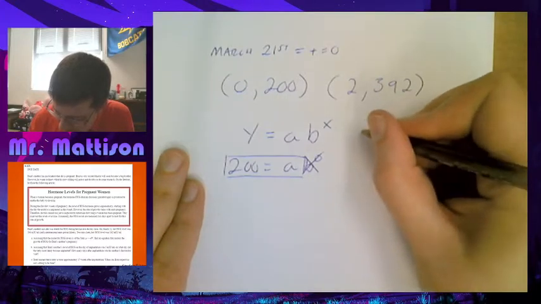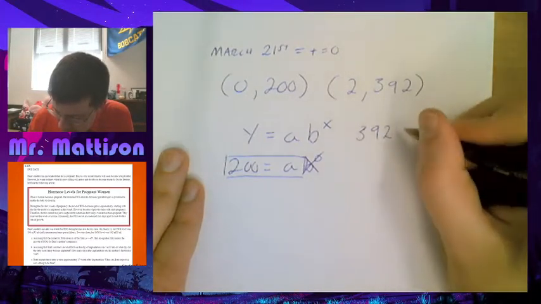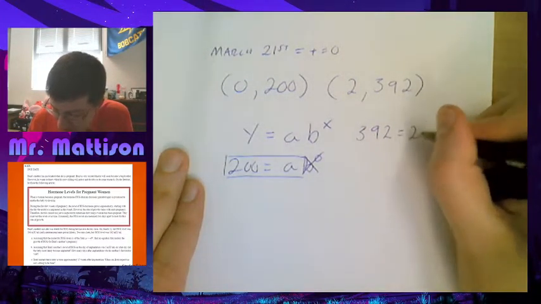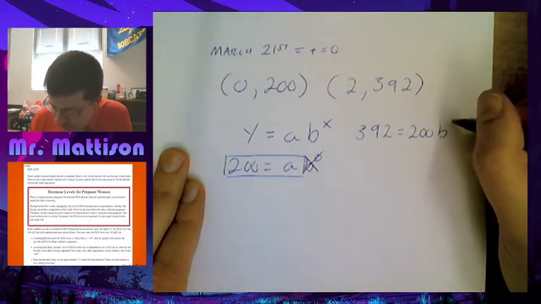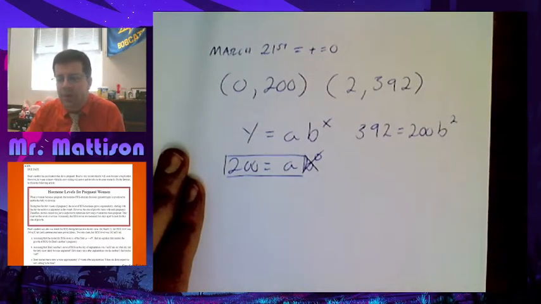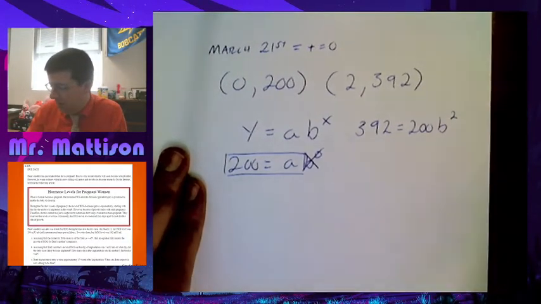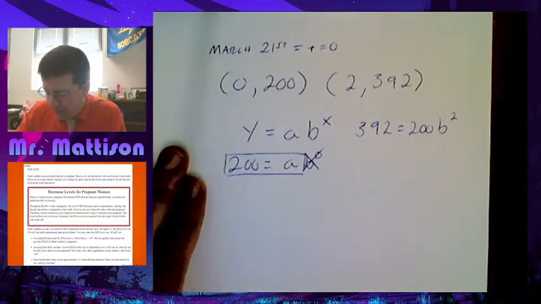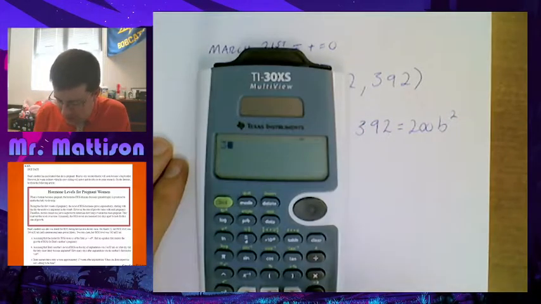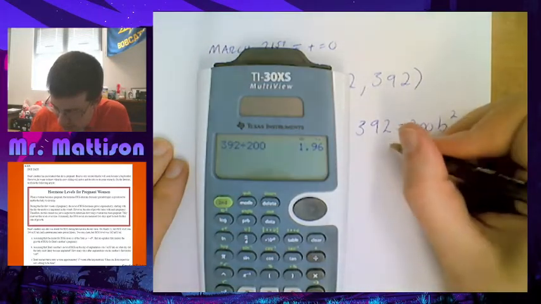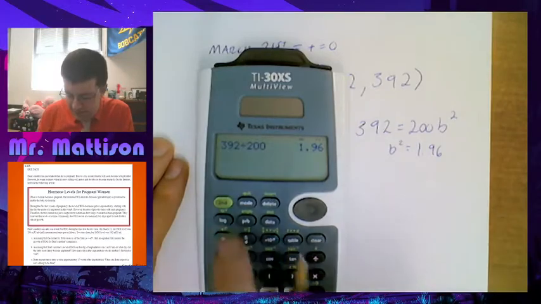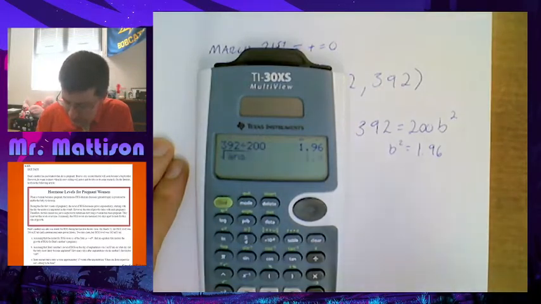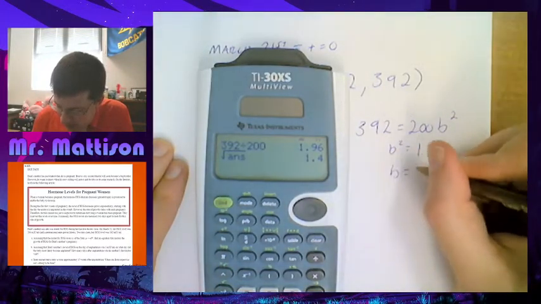So if I do that, 392 is equal to A, which is now 200, times B raised to the 2 power. So now I just have to solve for that B. So I'm going to divide by 200. I'm going to take 392, divide it by 200, and then I get B squared equals 1.96. I'm then going to square root that, and I get B is 1.4.